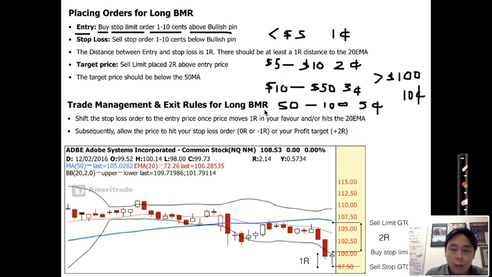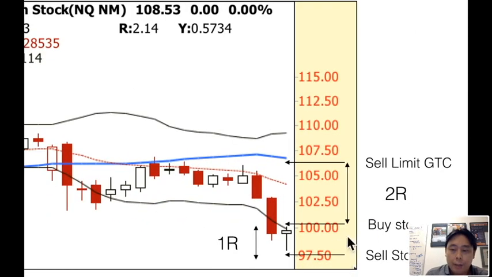Once again, we place our buy stop order, which is the entry, 1 cent to 10 cents above the high of the bullish pin bar. We place our stop loss order, which is a sell stop order, the same number of cents below the low of the bullish pin bar. So we are buying over here. That's our stop loss. The distance between the entry price and the stop loss price is our risk per share, also known as 1R.